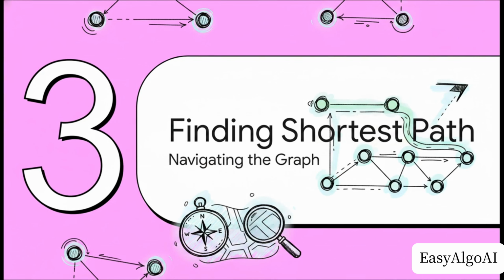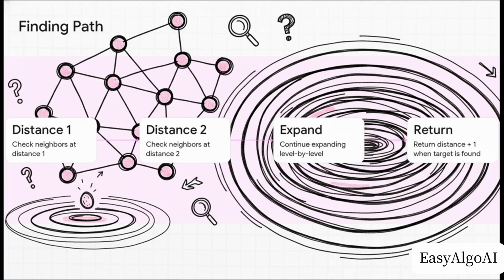Section 3. Finding the shortest path. Now that we actually have our map, how do we write an algorithm to navigate it and guarantee we find the absolute shortest route? Well, on an unweighted graph like this, our absolute best friend is breadth first search, or BFS. We rely on this level order traversal to explore outwards step by step.